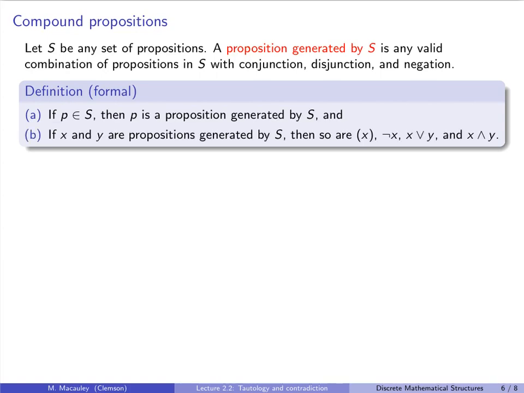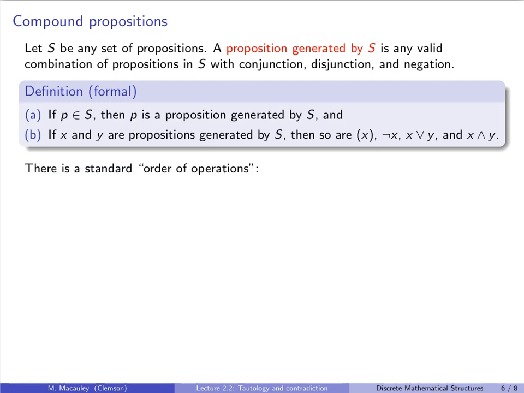Next, suppose that we have 2 propositions, X and Y, that are generated by S. Then, so are the following propositions. So X, sometimes parentheses around it, just emphasizes that we mean X itself. Also by symmetry, Y. Not X, X or Y, and X and Y. So from these, of course, we can put these together in many ways to get even a larger set of propositions.